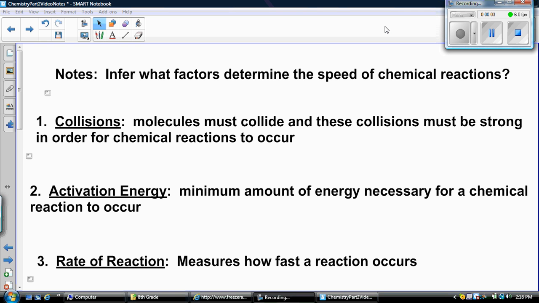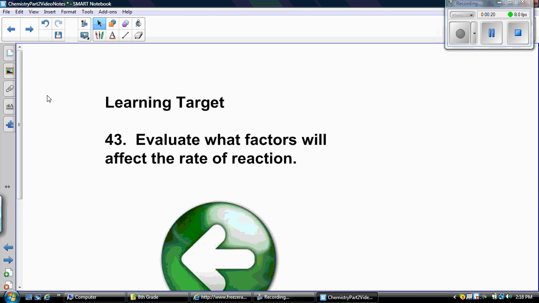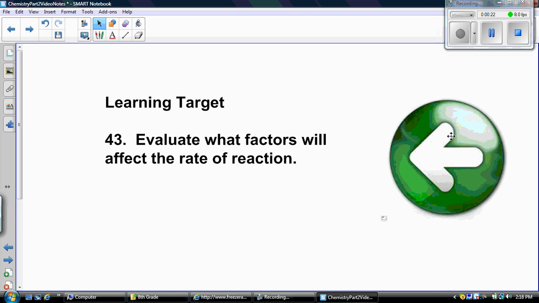Okay, so now that we know about the types of chemical reactions as they relate to energy transfer, we're going to talk about ways that chemical reactions can either be sped up or slowed down. So our essential question is: infer what factors determine the speed of chemical reactions. This is learning target 43: evaluate what factors will affect the rate of reaction.